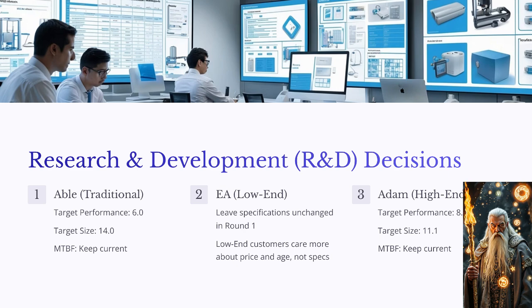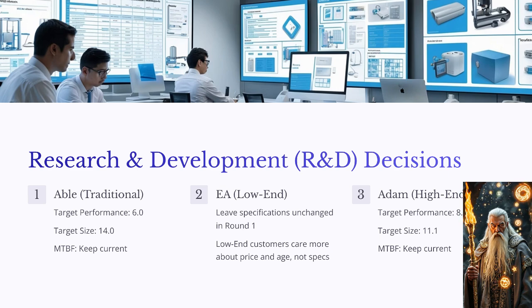Keep current. These values are centered in the traditional segment's ideal circle for round 1, giving a strong appeal without excessive R&D costs. Small Blue Diamond, product EA, low-end segment. Leave specifications unchanged in round 1. Why? Low-end customers care more about price and age, not specs.